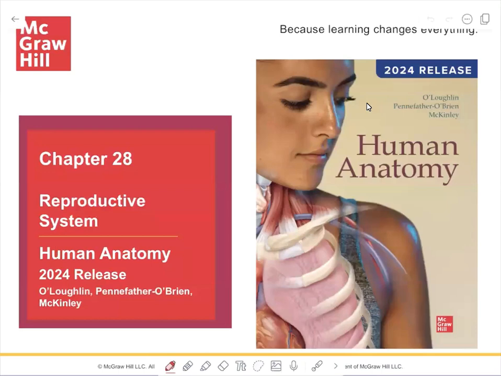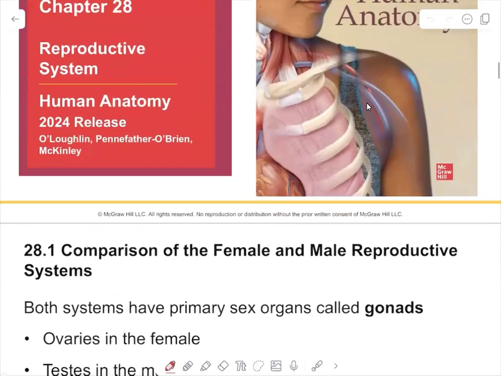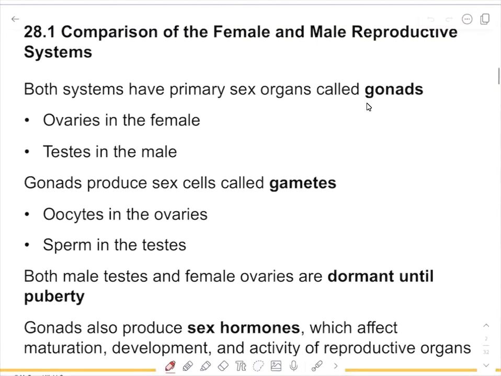This chapter is on the reproductive system. When we compare the male and female reproductive systems, the first site of comparison is the primary sex organs, which are called gonads. In the female, they will be referred to as ovaries. In the male, they are testes.